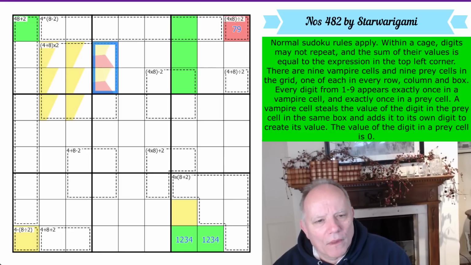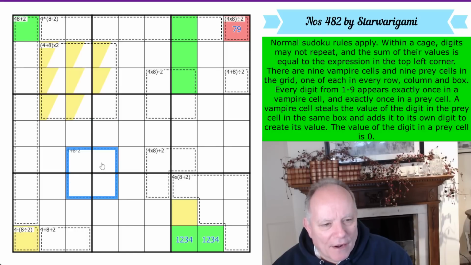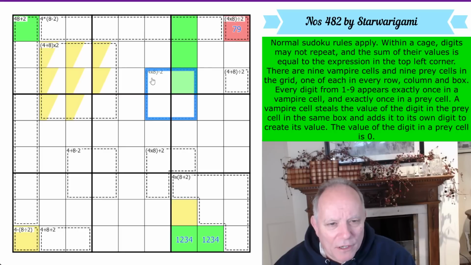So if there is a vampire cell in this cage, it's here. I don't know, it's not impossible. Right, let's just look at the other cages before I carry on. 10 here, that could be done with green cells. What's this? 34. Okay, I'm going to come back to that in a moment. Let's just look at this.